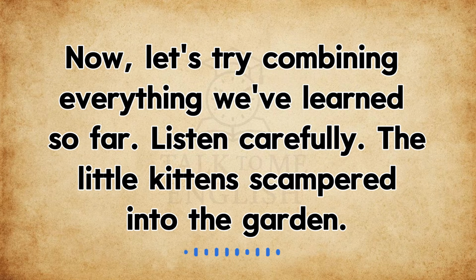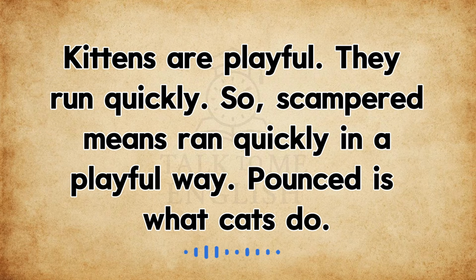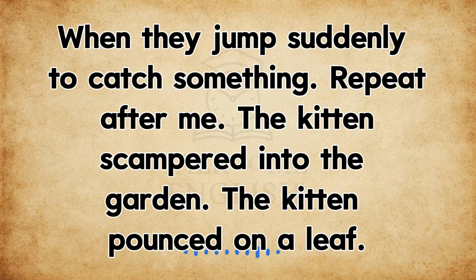Now, let's try combining everything we've learned so far. Listen carefully. The little kitten scampered into the garden, chased a butterfly, and then pounced on a leaf. Maybe scampered and pounced are new, but look at the clues. Kittens are playful. They run quickly. So, scampered means ran quickly in a playful way. Pounced is what cats do when they jump suddenly to catch something.